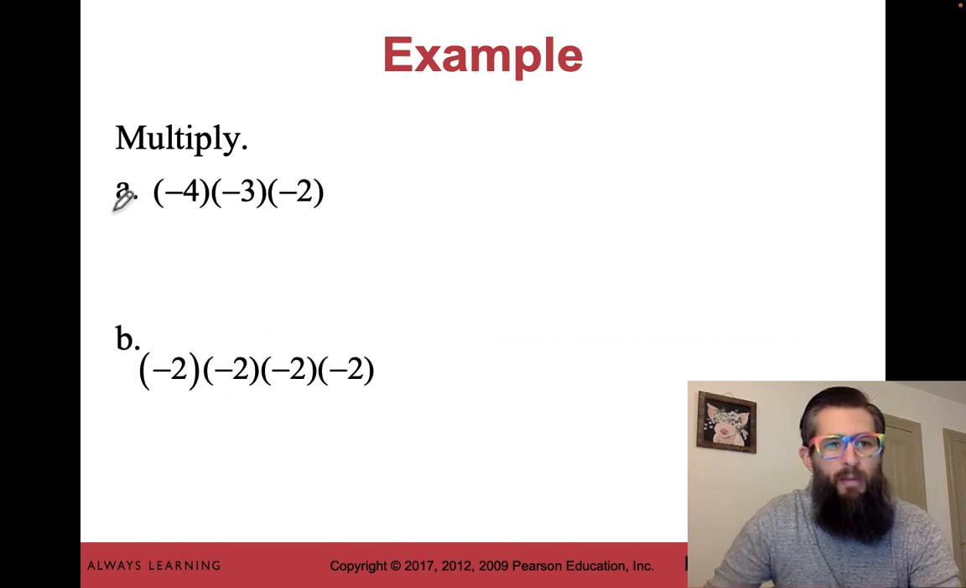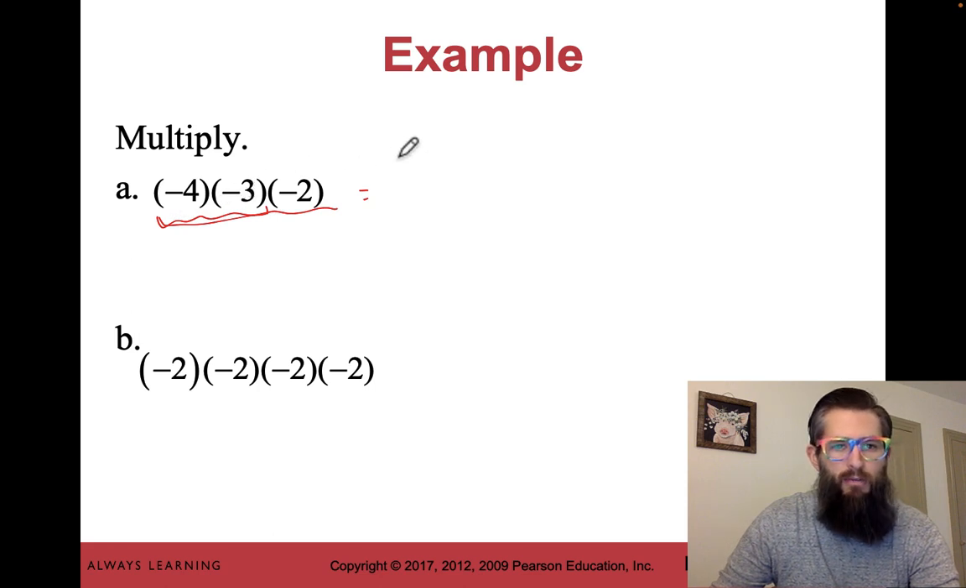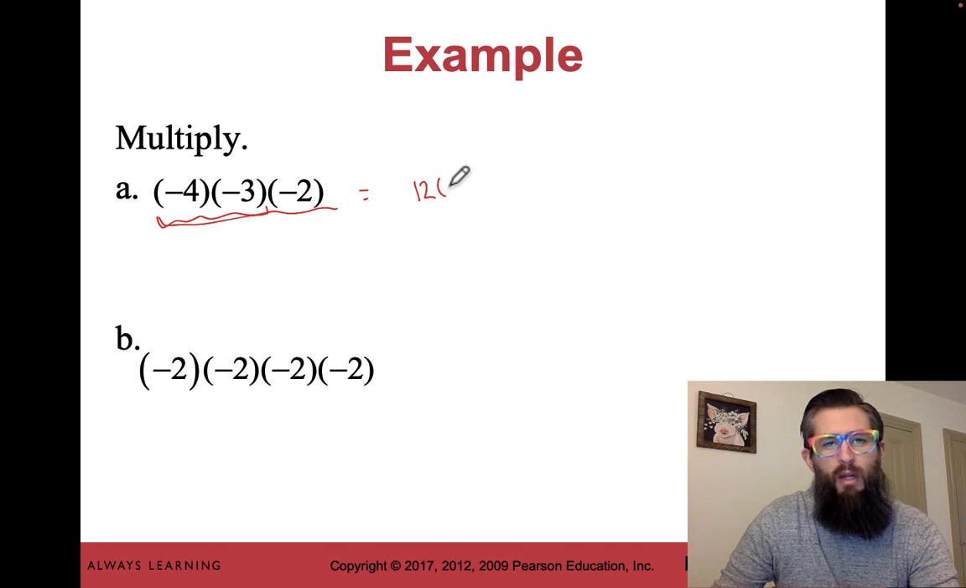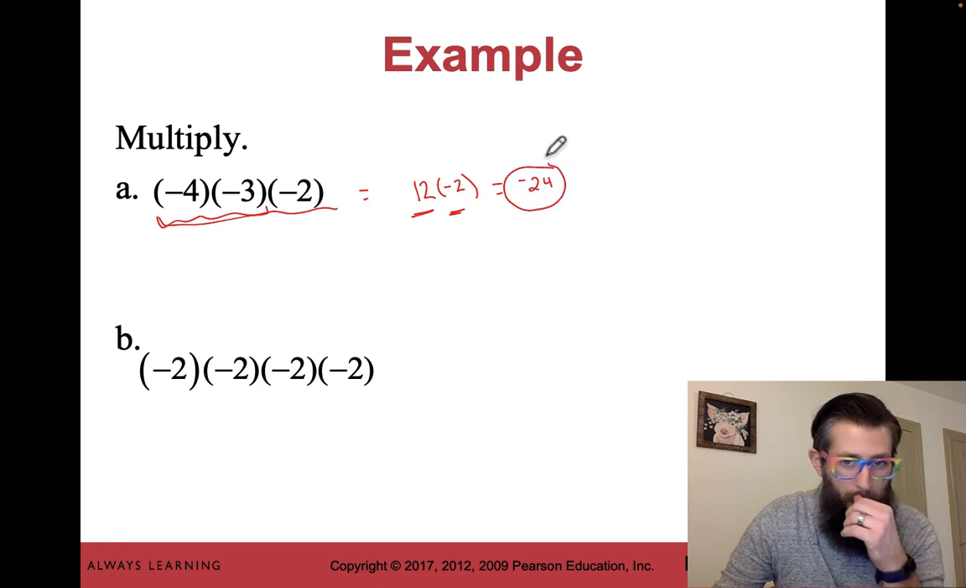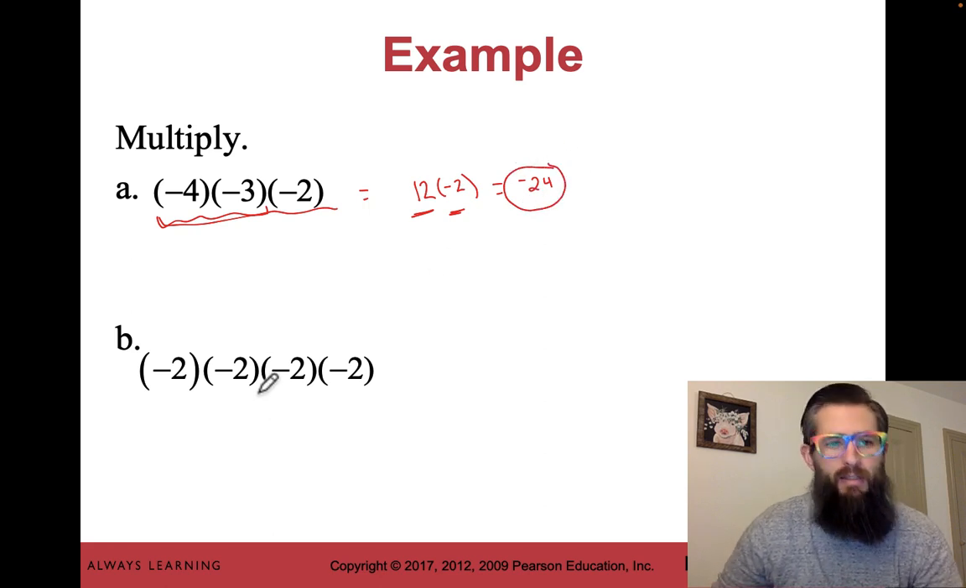Now, this is what I was talking about in that very first example, or in the very first slide. If we have 3 negatives, we first want to do the product of 2 of them. So 4 times 3 is 12, and since this is negative 4 times negative 3, the product of negative 4 and negative 3 is going to be 12. So we can rewrite this as 12 times negative 2. And if you'll notice, this 12 is positive and this negative 2 is negative. So that's going to result in a negative 24. Because 2 times 12 is 24, and a positive times a negative is a negative.